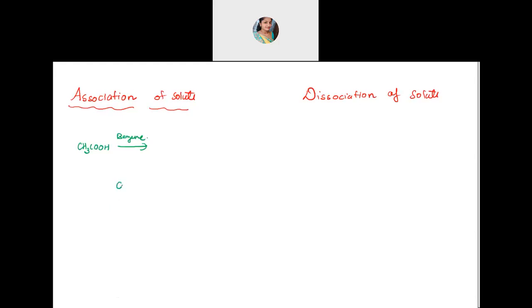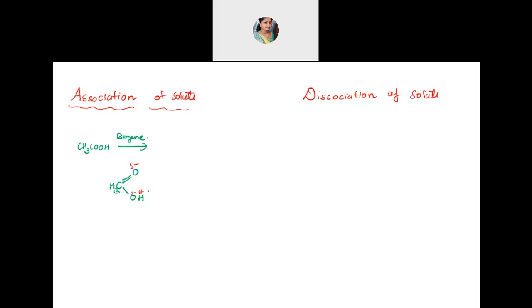And how is it? See, if I take CH3, it has a double-bonded oxygen, and on the other side you have OH. You know there is an electronegative oxygen present. Whenever you have an electronegative atom present, the electron density will be shifted towards it. So this oxygen will have a partial negative charge. And then this hydrogen will have a partial positive charge, because this oxygen is partially negatively charged.